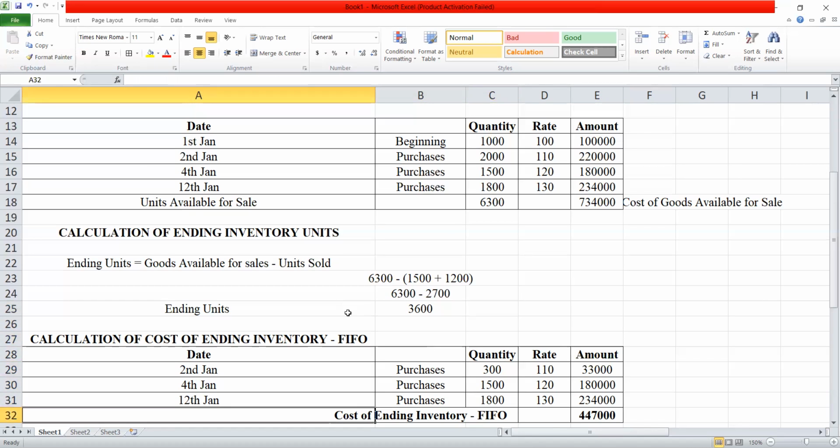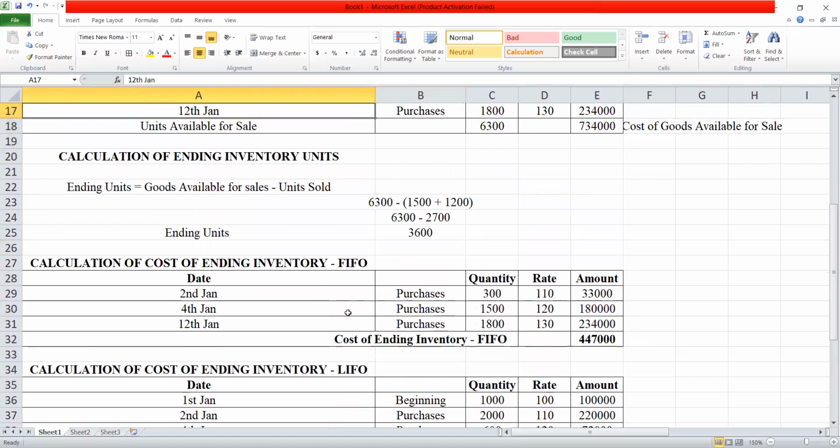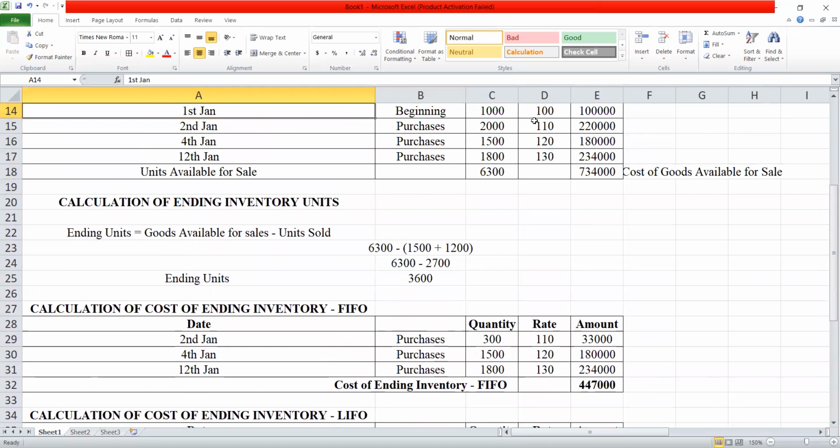Now, calculation of cost of ending inventory under LIFO. Again, we have to calculate the cost of 3,600 units. But under LIFO, we sell out the last purchased items first. Therefore, now we have to add from the beginning. So in the beginning, we have 1,000 units. Then we purchase 2,000. When we sum up, we get 3,000. Now 600 units are still remaining.